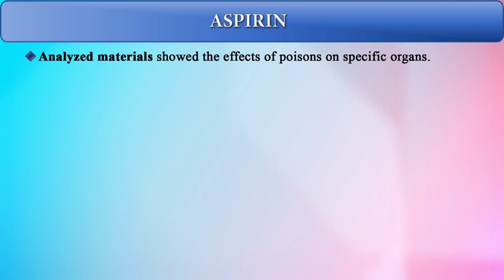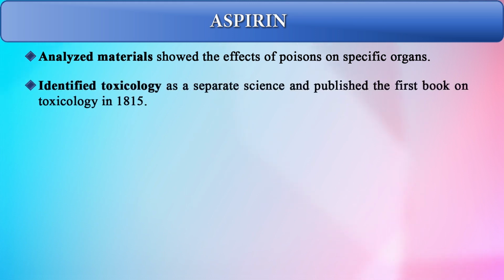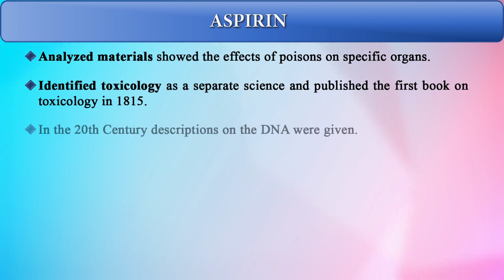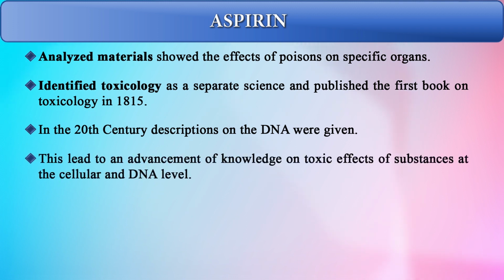Orfila analyzed the materials that showed the effects of poisons on specific organs. He was the person who identified toxicology as a separate science, and he published the first book on toxicology in the year 1815. In the 20th century, descriptions of the DNA were also given. This led to an advancement of knowledge on the toxic effects of substances both at the cellular and the DNA level.